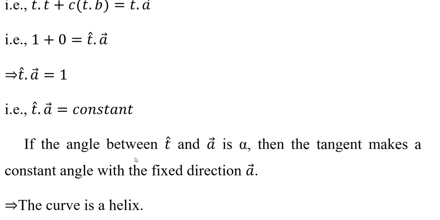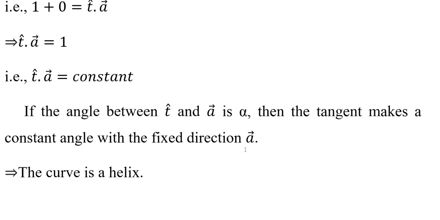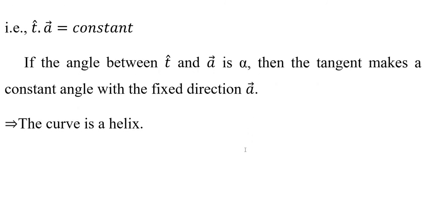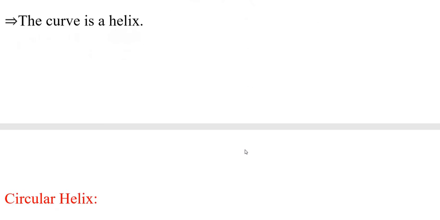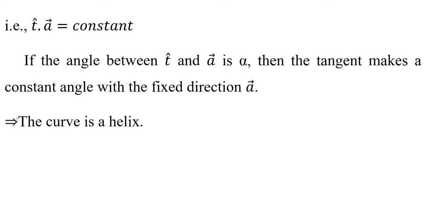So if the angle between t cap and a vector is alpha, then the tangent makes a constant angle with a fixed direction a cap. That is, the curve is a helix, which clearly says that the curve is a helix. So from this idea, we can immediately say that for any helix, kappa by tau is a constant.